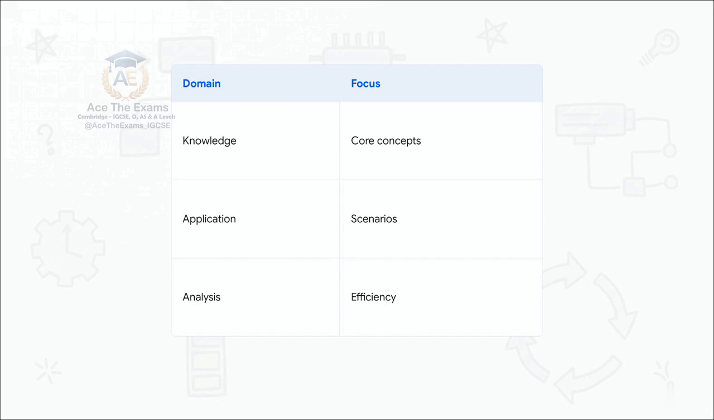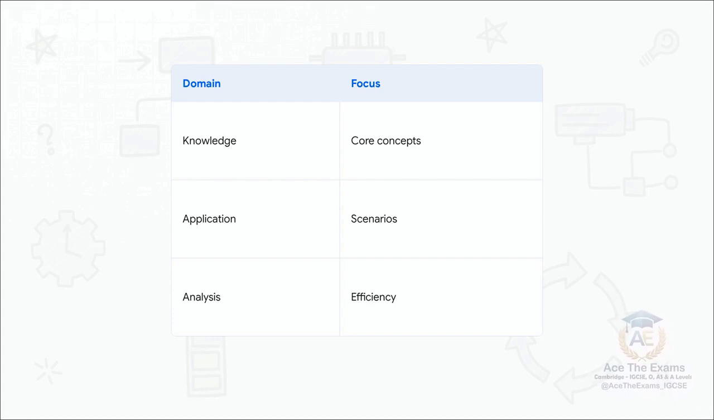But then we step up to application. Here, you need evidence-based reasoning in specific scenarios. You have to prove to the examiner why a drawback, like high power consumption, actually matters in the real-world context they gave you. Finally, we hit analysis. This is the top tier, where you are evaluating algorithm efficiency. How does your specific code solution impact the heavily limited resources of an embedded device?